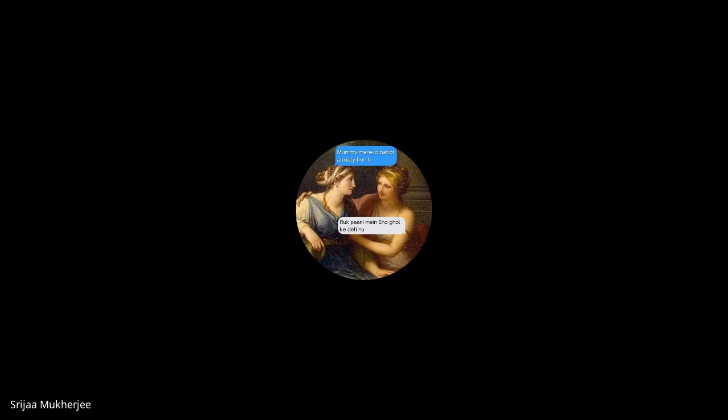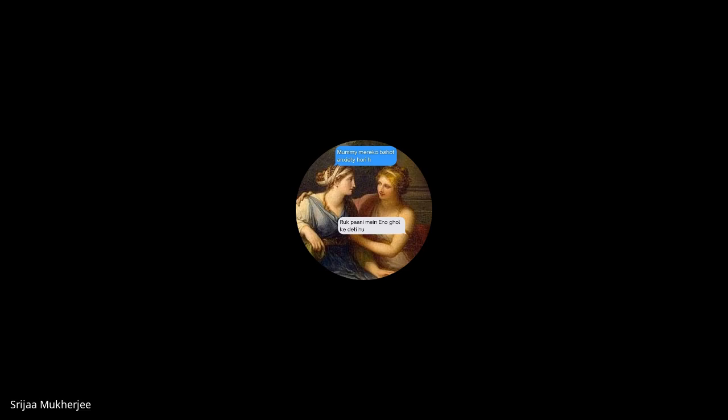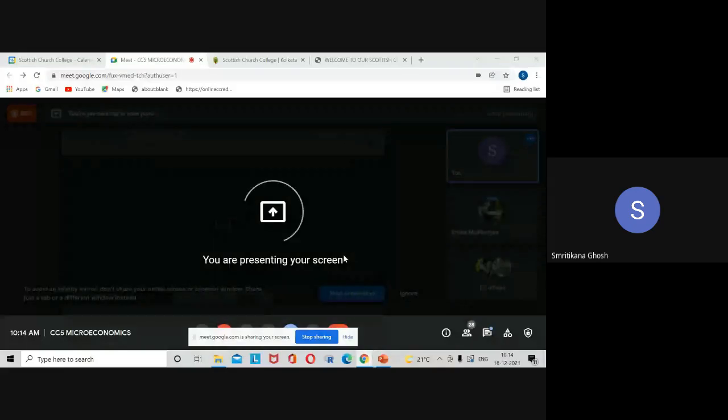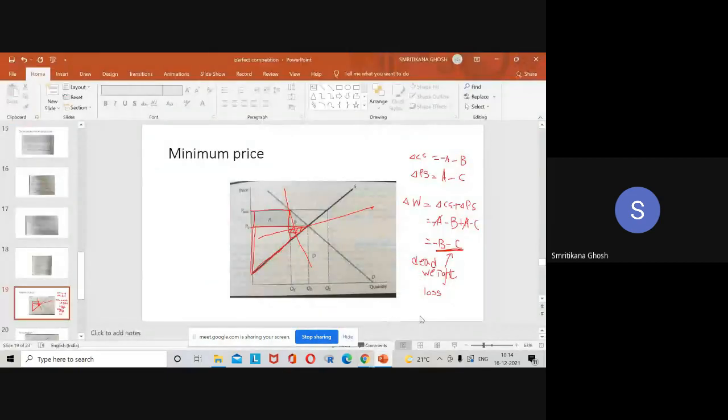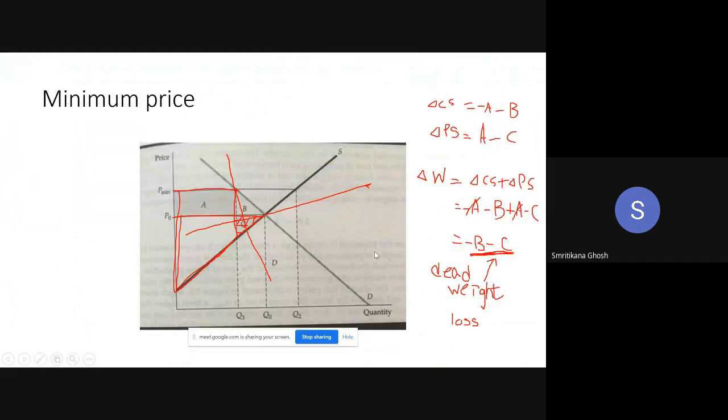Ma'am, in the case of unorganized labor, is the demand curve inelastic? The demand curve is almost perfectly elastic, and so is the supply curve. Yes, in the case of the unorganized sector, the demand is elastic, and the supply also. So B is also very small in that case.